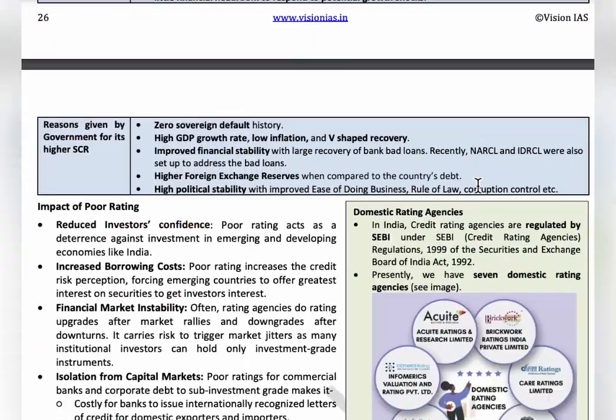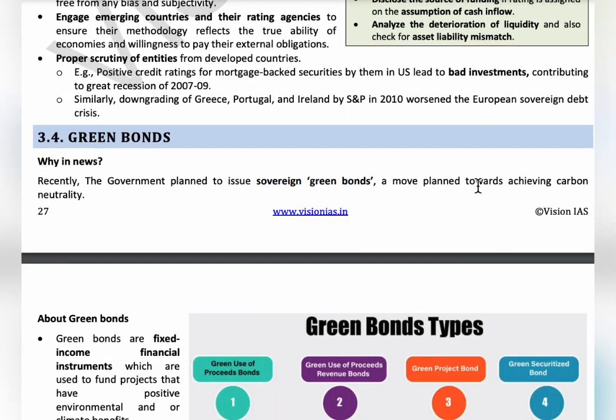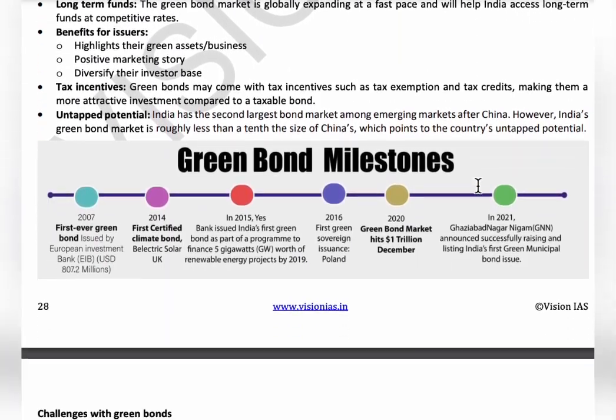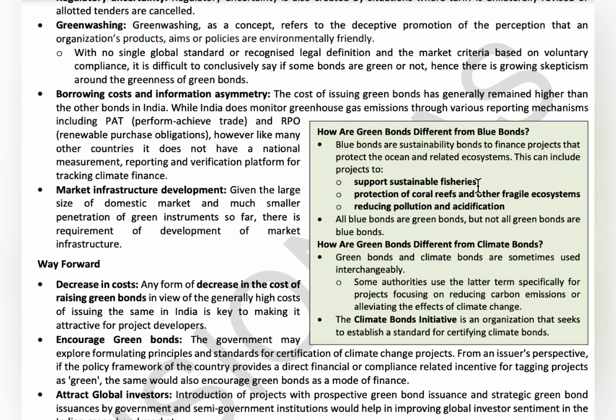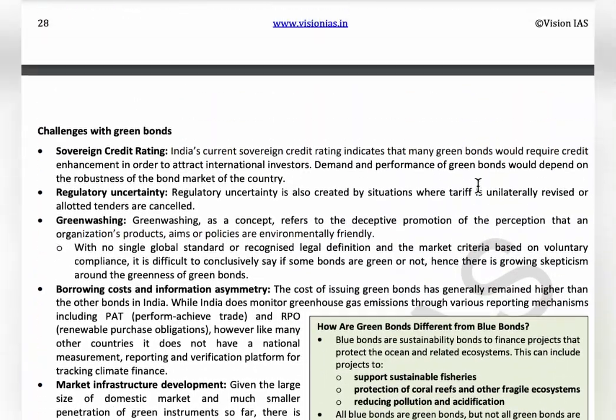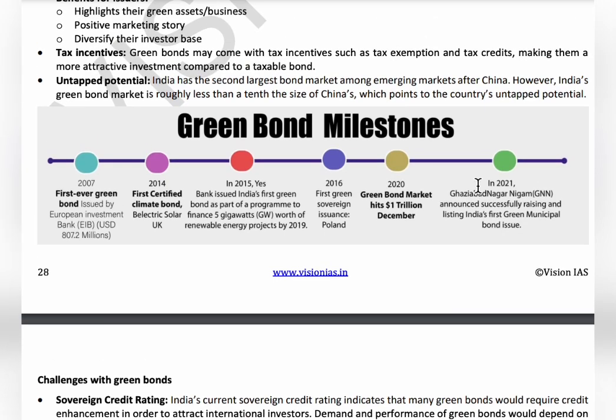The next concept is green bonds. So green bonds are the loans given by the international agencies for the projects or companies which work for environmental and climate benefits. So another concept called blue bonds is also present. So blue bonds are the bonds which give loans to finance projects which protect the ocean and related ecosystems.